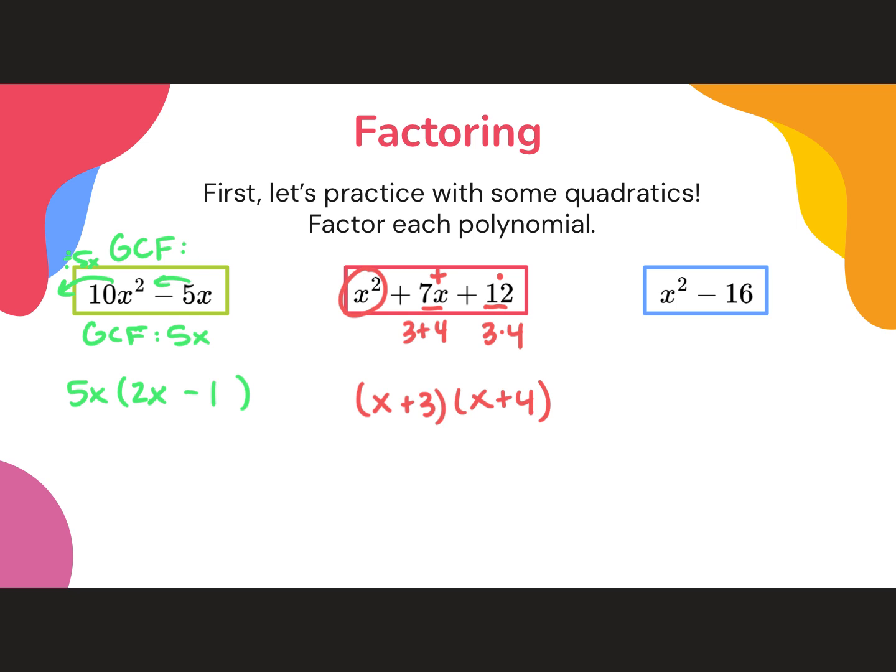Our last strategy that we're going to use is the difference of squares strategy. This is only if I have a difference, a subtraction sign, between two perfect squares. For this strategy, we're going to take the square root of each term. Square root of x squared is x. Square root of 16 is 4. One of my factors is going to add those two together, and one is going to subtract.